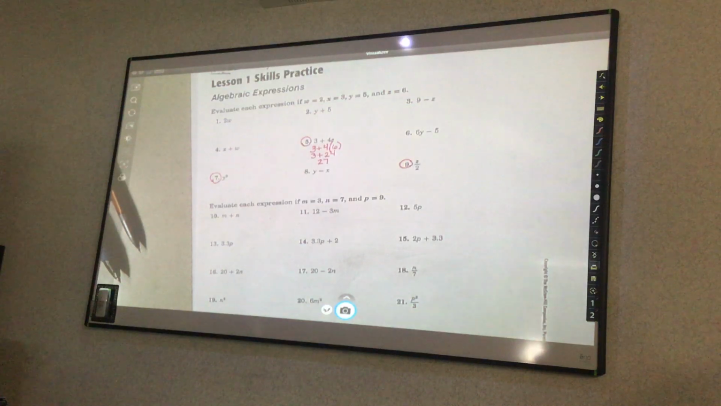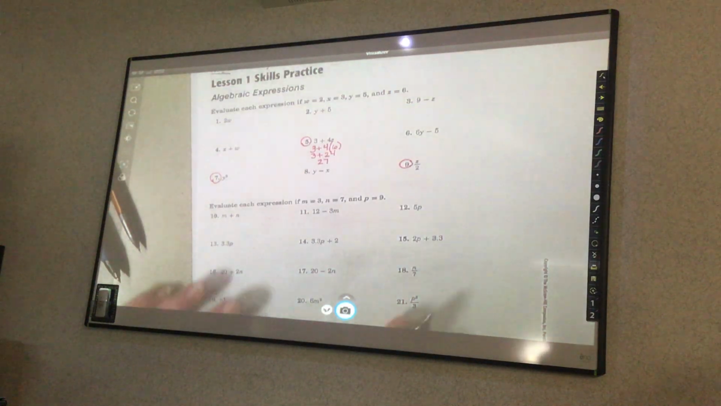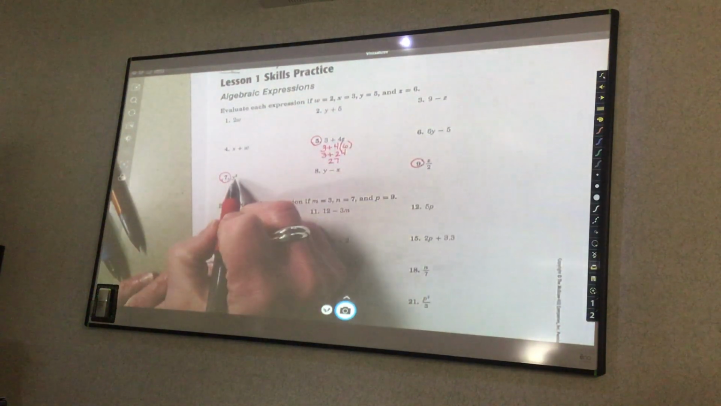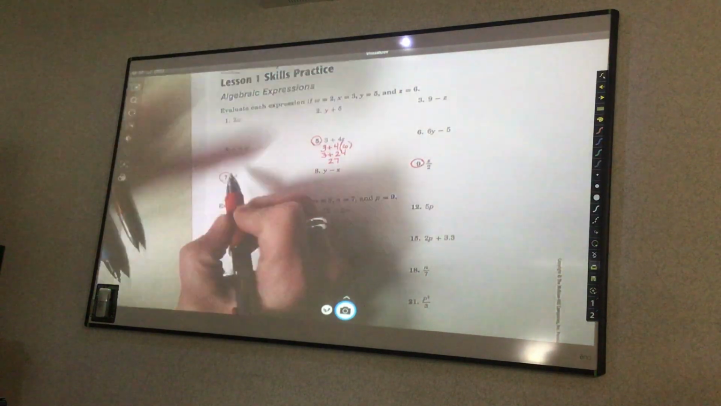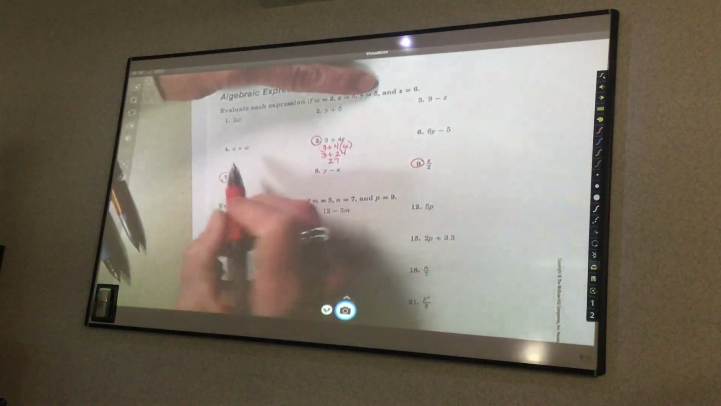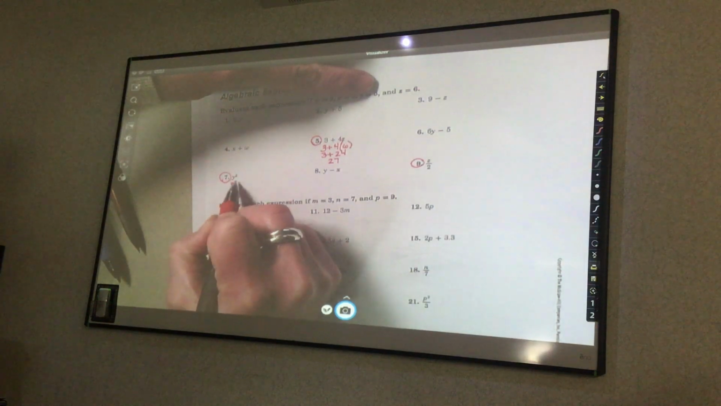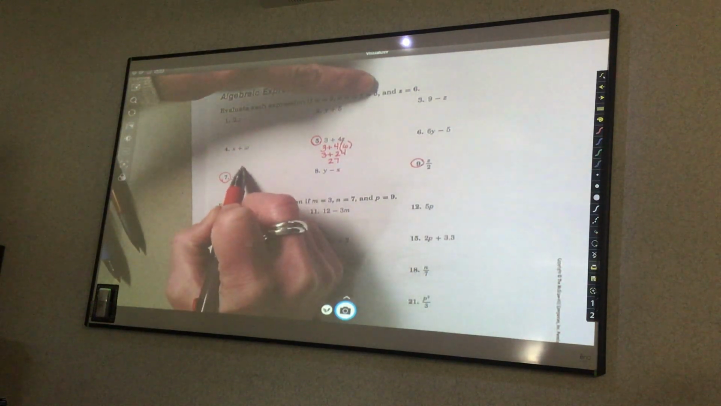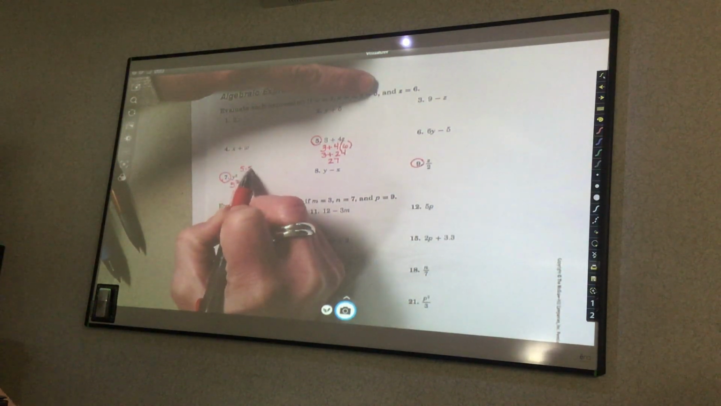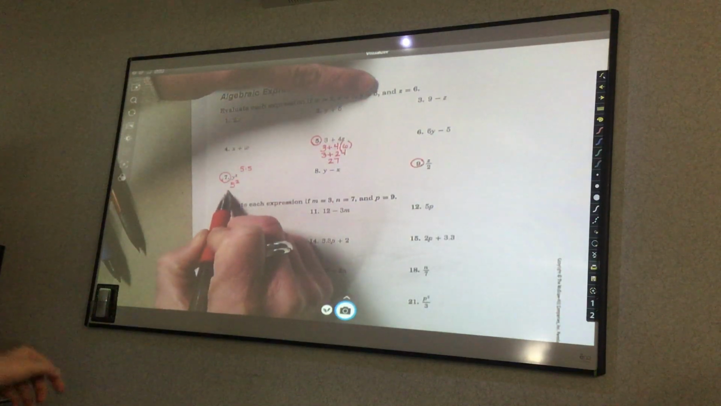Sit down if you missed a step. This is y squared. So what is y? 5. So I just write down underneath of it 5 squared. 5 squared is like saying 5 times 5. So what's 5 times 5? 25.